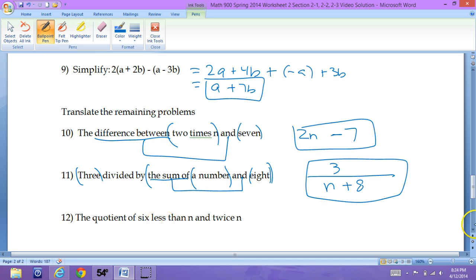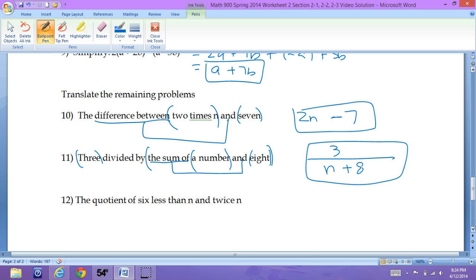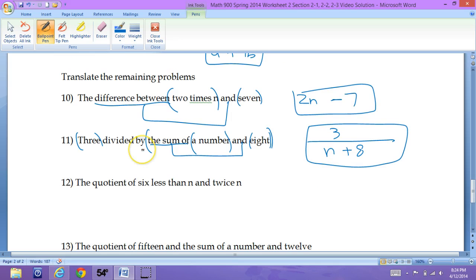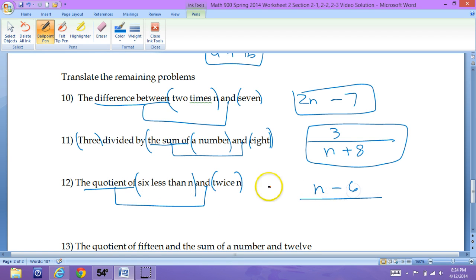The quotient of, so it's the same thing as divided by, except this says 3 divided by something, and this will say the quotient of something and something. So the quotient of something and something, what are those two somethings? So the quotient, this, 6 less than n, remember with less than, the 6 goes on the other side, and twice n.